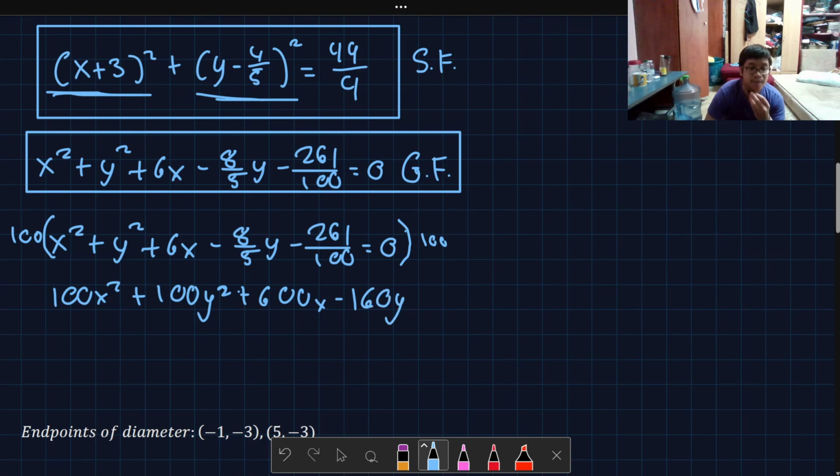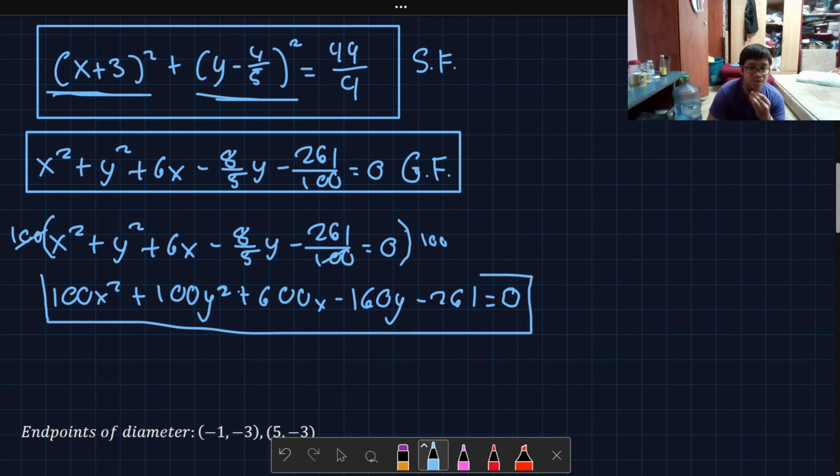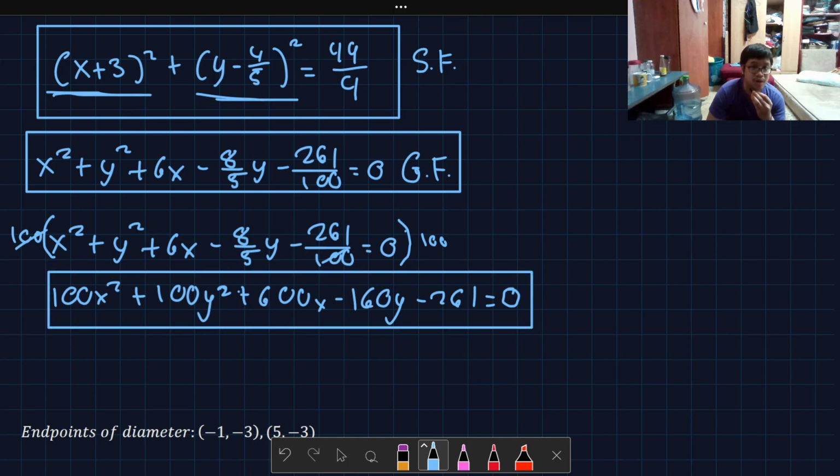Then minus 100 times negative 261 all over 100. The 100 here would be cancelled, so you have 261. Then on the right side, 0 times 100 is simply 0. Therefore, this is your answer if you multiply both sides by 100. There are no more fractions. They are all whole numbers, no fraction, no decimal, just numbers.